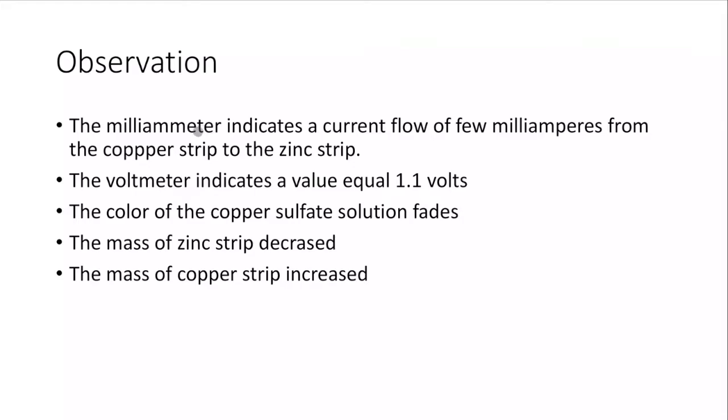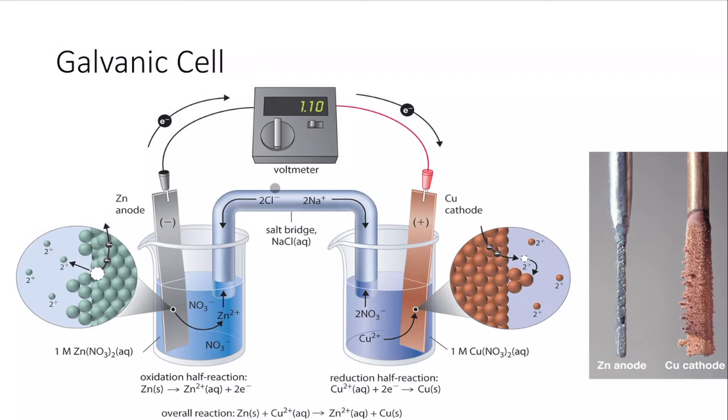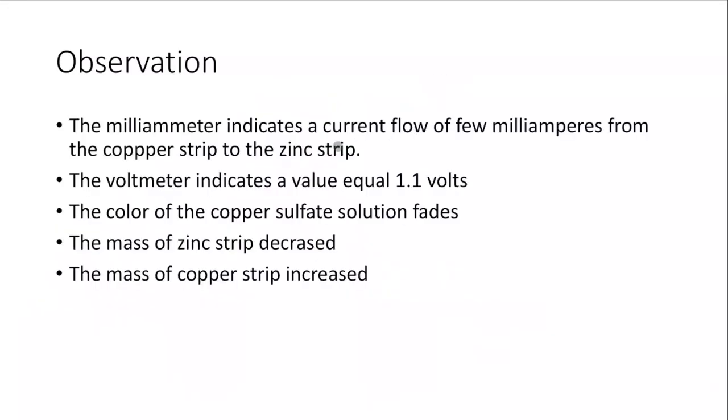So the ammeter indicates a current flow of a few milliamperes from the copper strip to the zinc strip. So here, let me just put it. The current is moving from the Cu strip to the zinc strip. This is the current. As well, the voltmeter indicates a value equal to 1.1 volts.